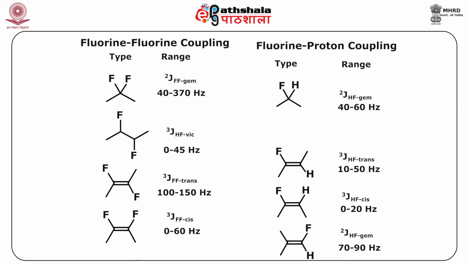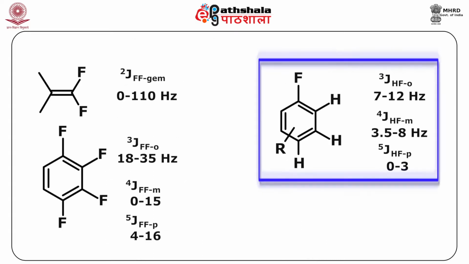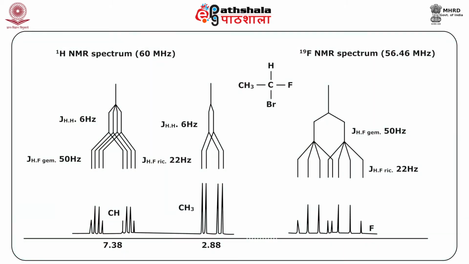Fluorine attached to benzene also couples with protons on the ring. The coupling constant values for ortho, meta and para range from 7 to 12 Hz, 3.5 to 8 Hz and 0 to 3 Hz respectively. Now students, in the figures you can see the 19F and the proton NMR spectrum of 1-bromo-1-fluoroethane, the formula being CH3CHFBr. Each spectrum is recorded using a 1.4 Tesla magnet.